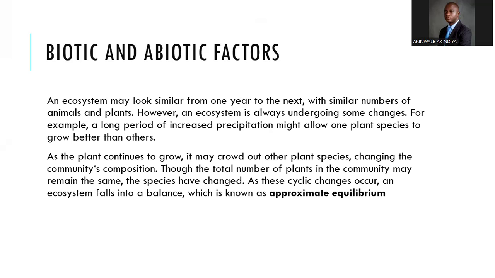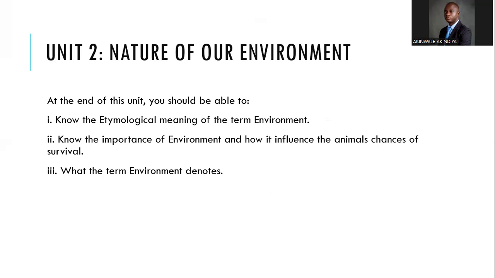Very important. As these cyclic changes occur, an ecosystem falls into a balance which is known as approximate equilibrium. Approximate equilibrium. Okay, so that's the end of Unit 1.